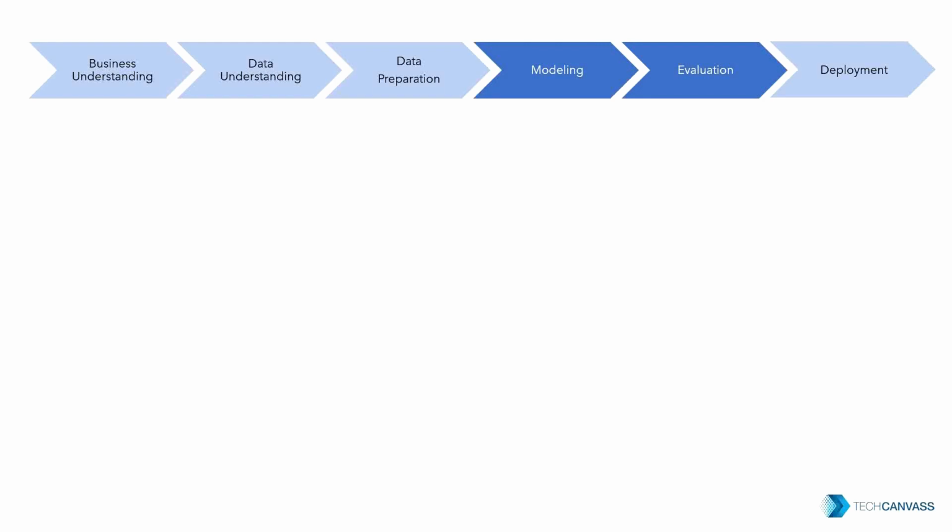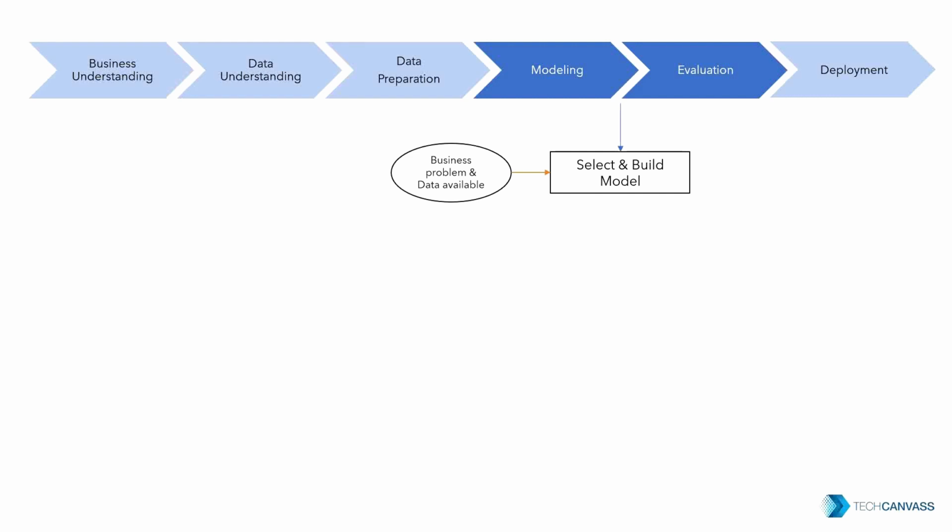Data modeling and evaluation. This is the stage where the real magic happens. Data science algorithms derived from statistics and math are used to automate tasks by building models. We will be covering commonly used algorithms in another video. The business problem and the data available dictate the model selection process. Training and test data sets, right? This is a very common way of training and testing the model.